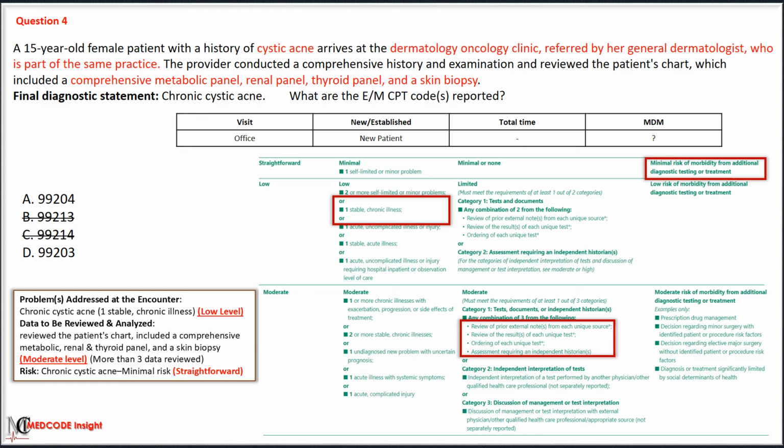In the given scenario, the three elements of the MDM fall in different levels. To find the correct level, first we have to remove the lowest level, which is the straightforward. After removing the lowest level, we have to choose the lower level as the correct level, which in this case is the low level MDM. So our correct option is option D with the code 99203.